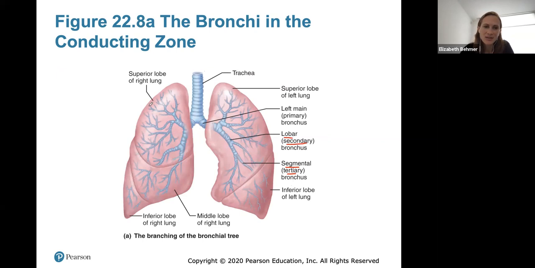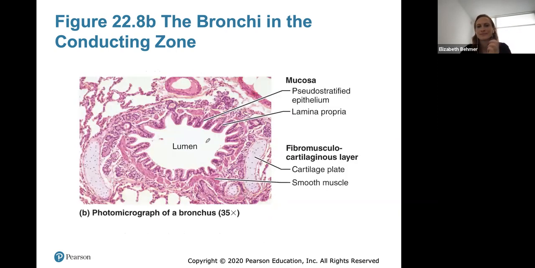And you can see here that the right lung has a superior, middle, and inferior lobe, while the left lung just has a superior and inferior lobe. So it only has two lobes on the left side because there's a space for the heart right there on the left side. Here's the bronchi of the conducting zone.